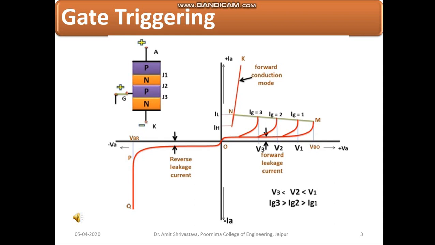For gate current Ig equal to 0, as shown in this figure, forward breakover voltage is VBO. For gate current Ig1, forward breakover or turn on voltage is V1, which is less than VBO. For Ig2 greater than Ig1, forward breakover voltage is further reduced to V2, less than V1. For Ig3 greater than Ig2, the forward breakover voltage is V3, less than V2.